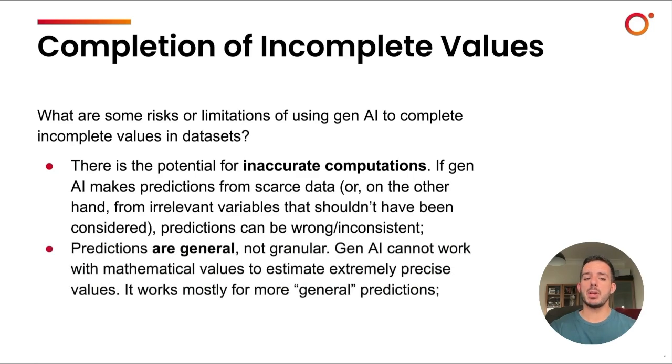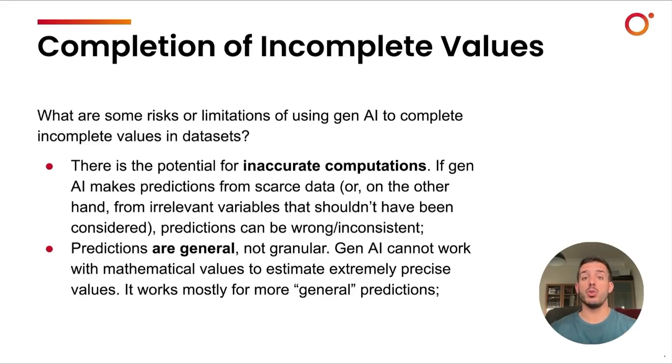And also, another possible limitation is that the predictions are general and not granular. This is because generative AI cannot work with mathematical values to extract extremely precise values. It works mostly for general predictions or for intuitive predictions. So it is faster than a statistical regression module, sure. But in a lot of the cases, maybe the results would be better with a statistical model, right?